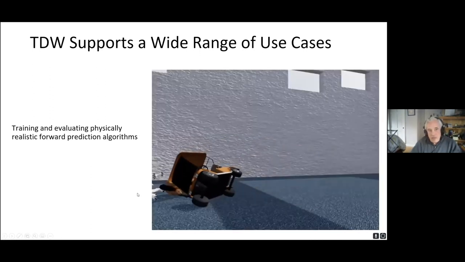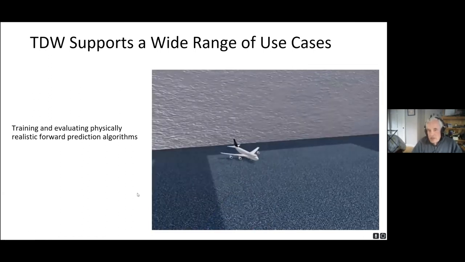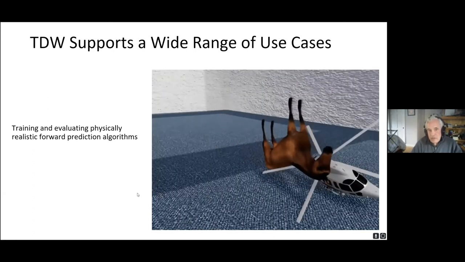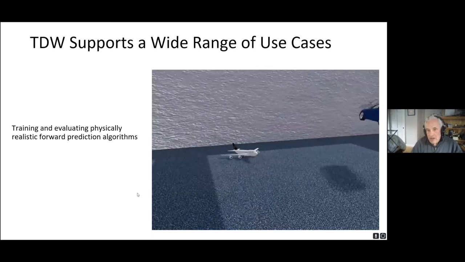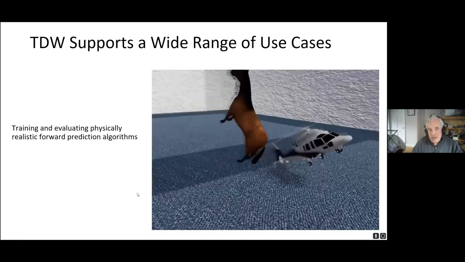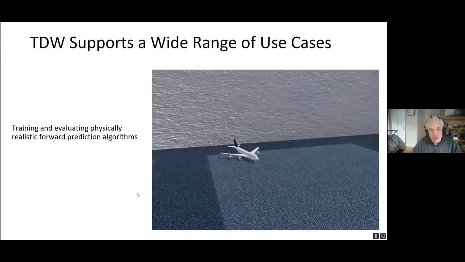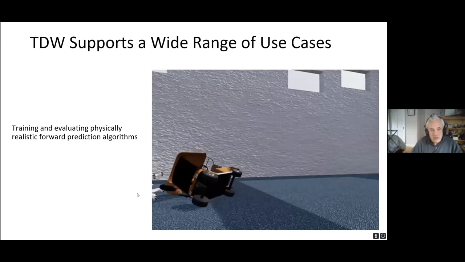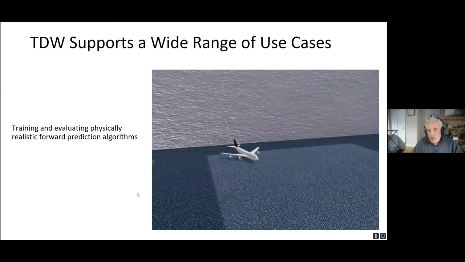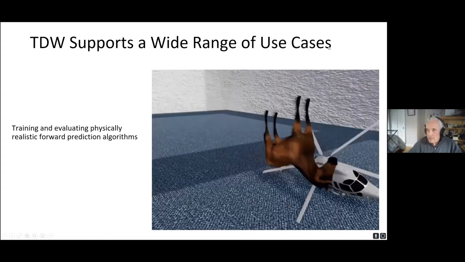Here we see an example of TDW being used for the training and evaluation of physically realistic forward prediction algorithms. As human beings, we learn at a very early age that the results of objects coming into contact with each other affects how we interact with them. For agents to learn this, they must understand how momentum and geometry affect collisions. So in this clip, randomly selected toys are created with random physics material values. A force of randomized magnitude is applied to one toy, which is then aimed at another.